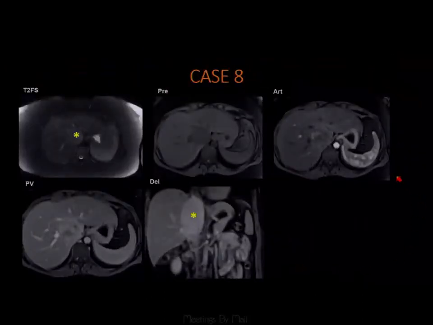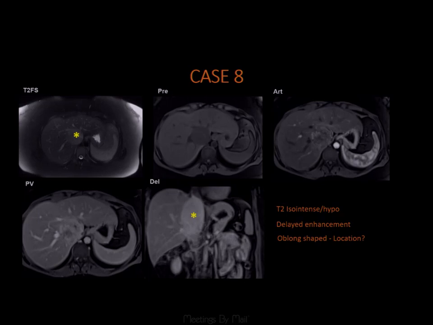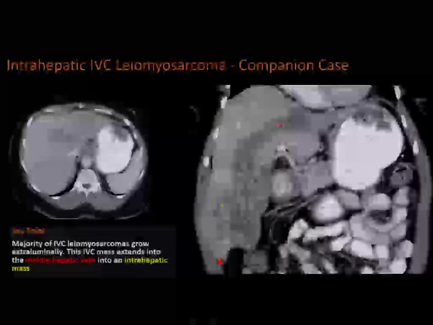All right, case number 8. Here we have this T2 hypointense, maybe isointense lesion. It demonstrates delayed enhancement. It's oblong in shape, and the key here is to know where this is actually located in the liver. It's centered on the IVC. This is an intrahepatic IVC leiomyosarcoma. These are predominantly in females, and again, the location here is key.